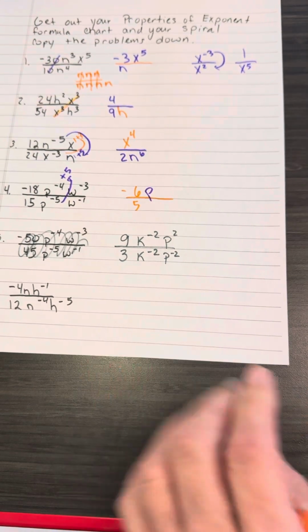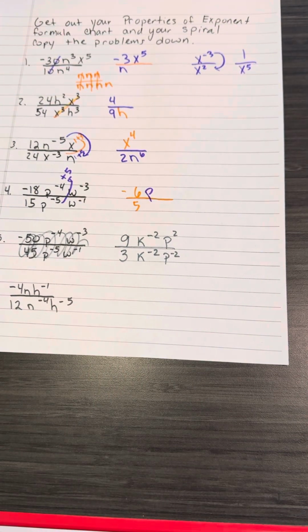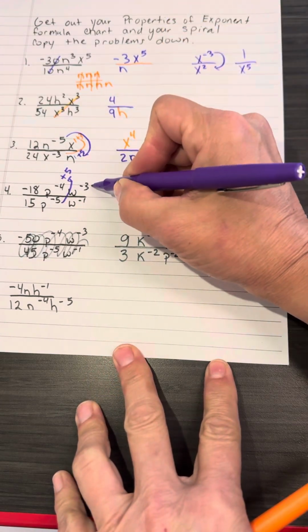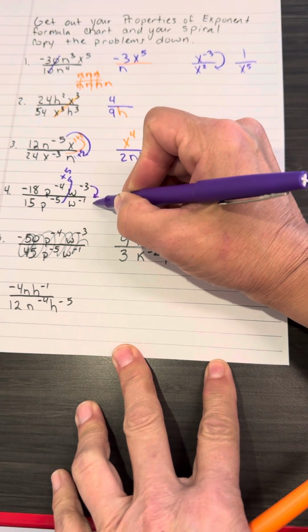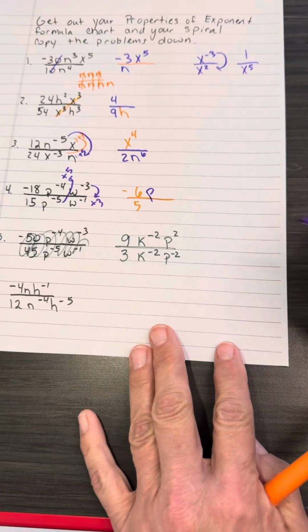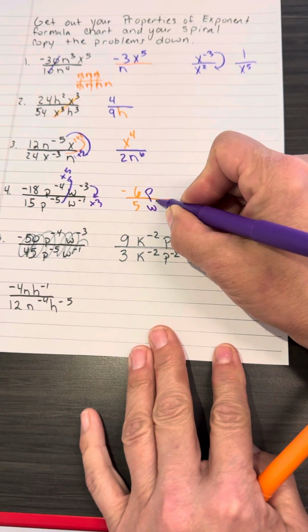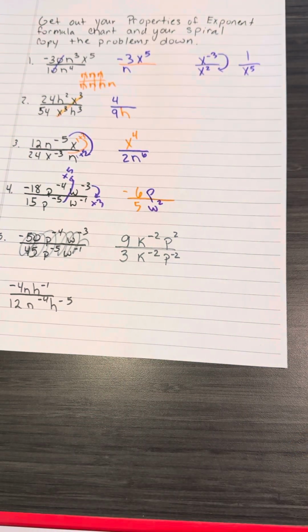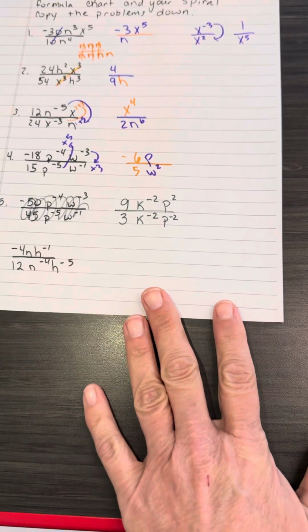And what are we going to do with the W? Move the -1 up or move the -3 down? Down. So the opposite of a -3 is a +3, and 3 minus 1 is 2. So W squared. Okay, let me give you a minute. Do number 5.